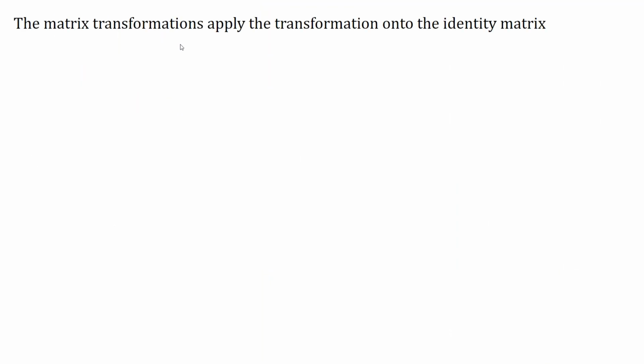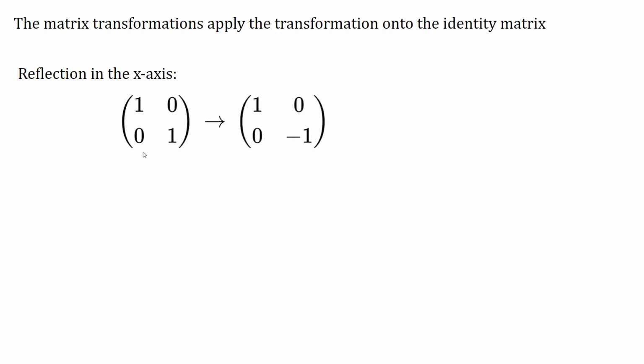Okay, so the matrix transformations apply the transformation onto the identity matrix. And what that means is, say you want to reflect in the x-axis, you want to go from the identity matrix to whatever matrix represents a reflection in the x-axis. Now that might not make sense right now, but that's fine because I'll show you what it means in just a second.